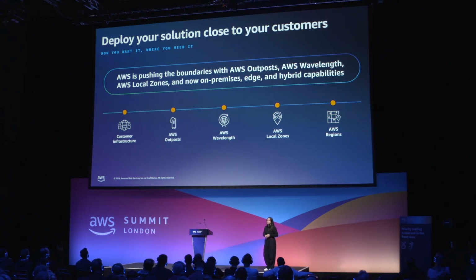You can run your containers in region using our AWS in region cloud. You can run your containers at the edge using Local Zones and Wavelength locations. And you can also run your containers on premises with AWS Outposts, and even run containers on customer managed infrastructure through our ECS Anywhere and EKS Anywhere services.